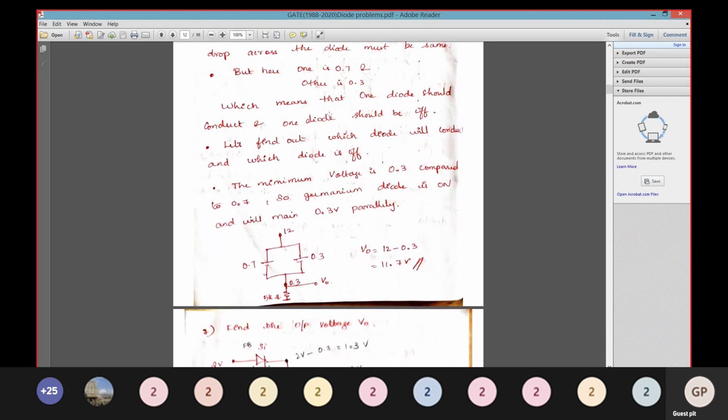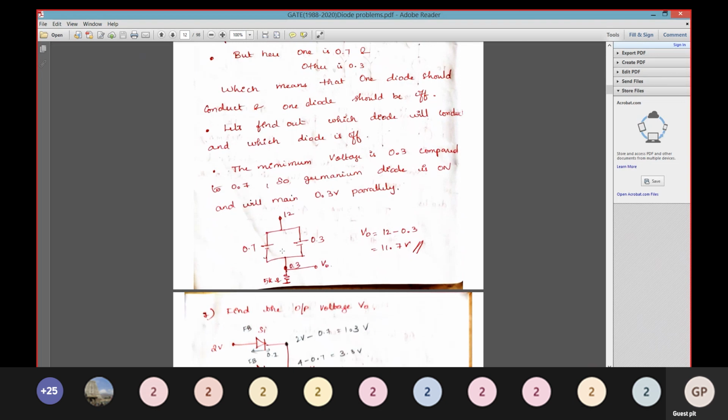So this is the circuit. What is your output voltage when the germanium diode conducts? The output voltage is 12 minus the 0.3 drop, so the output voltage is 11.7 volt.